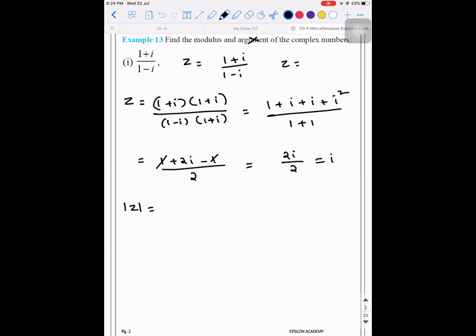So mod z will be how much? If z is equal to a plus ib, what is mod z equal to? Root of a square plus b square. Correct? Yes. So sir, here a is 0, b is 1. So mod z will be equal to 1. Got it? Shall I go to the next one?